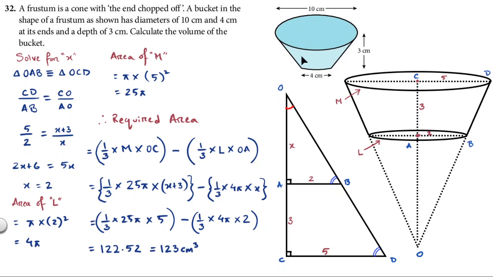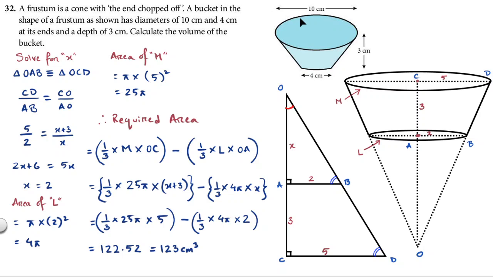So we need to find the volume for this bucket where the diameter of the top is 10 centimeter and the diameter for the bottom will be 4 centimeter with a height of 3 centimeter. So I have extended this diagram so that it is easier for me to solve this. As it says, it's basically a cone with the end chopped off. So I have extended this diagram to form a cone. So as you can see, this is the frustum here again.